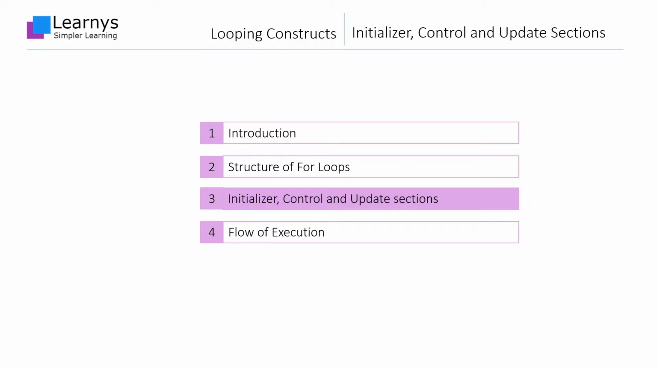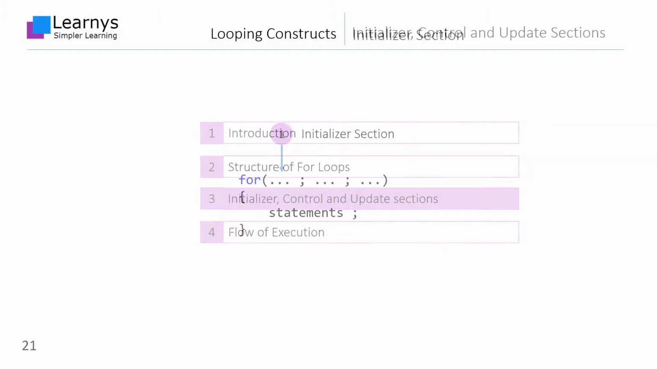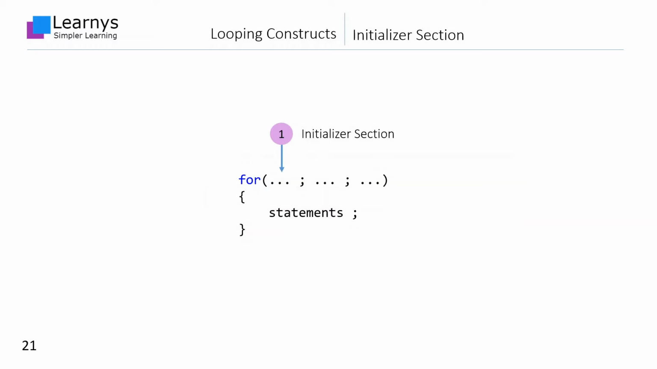In the coming few minutes, we will discuss the significance of each of these sections one by one. These sections are named Initializer, Control and Update section. The first section is called the Initializer section.